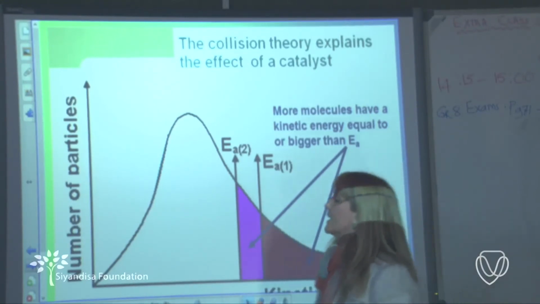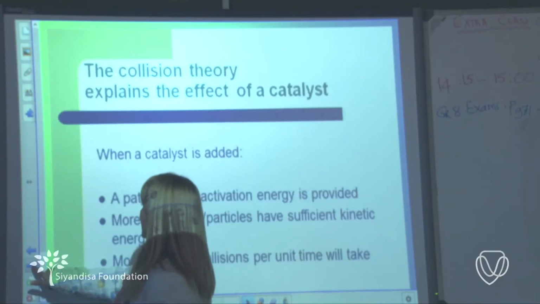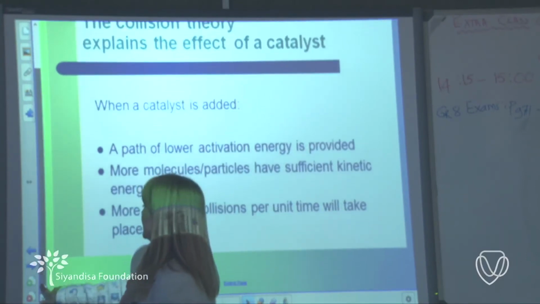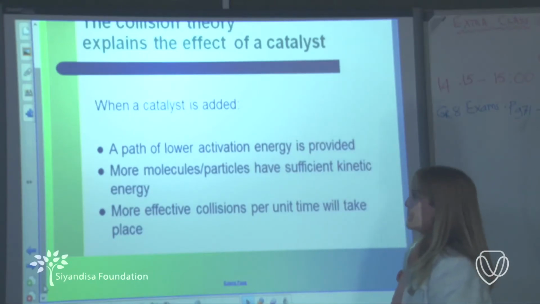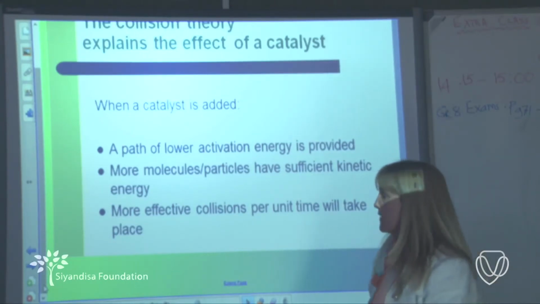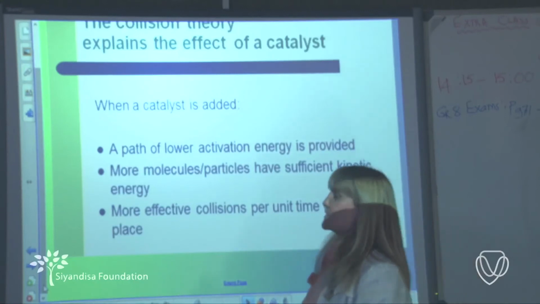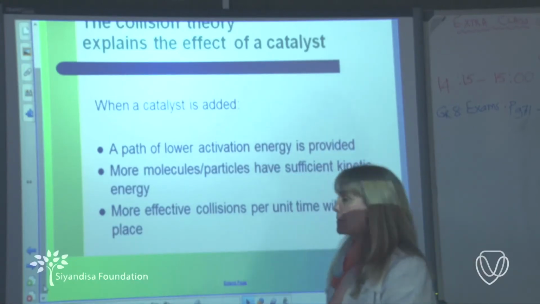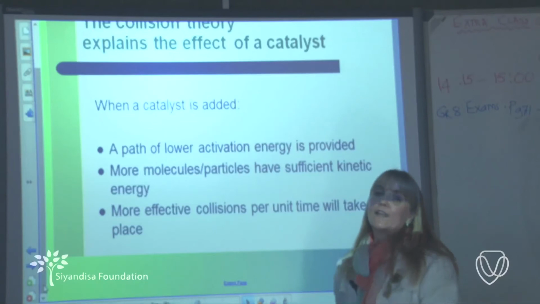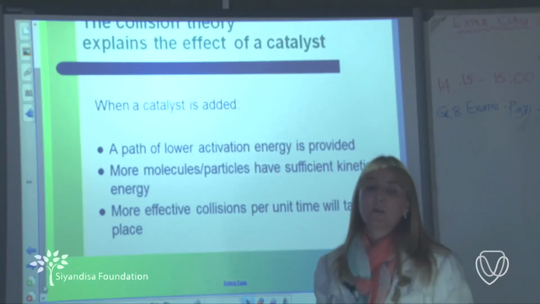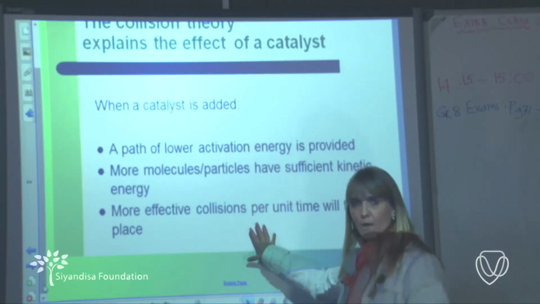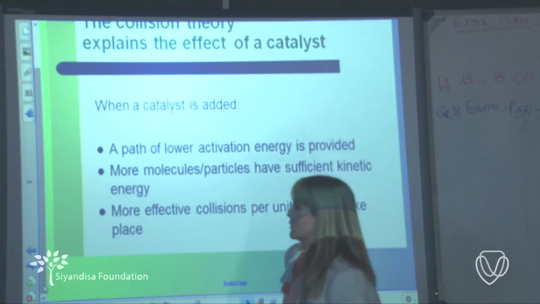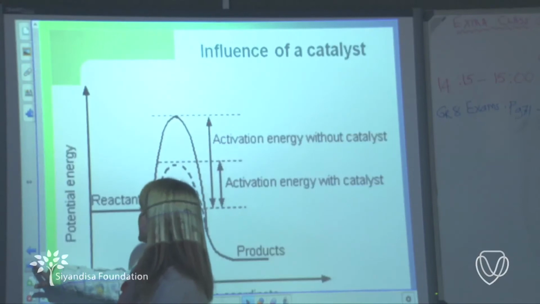The notes that I've been working from do give a nice diagram. I'll show it to you now. When a catalyst is added, a path of lower activation energy is provided. More particles have sufficient kinetic energy to take part in the reaction. Therefore, there are more effective collisions per unit time because the activation energy is now lower, or there is a pathway of lower activation energy.